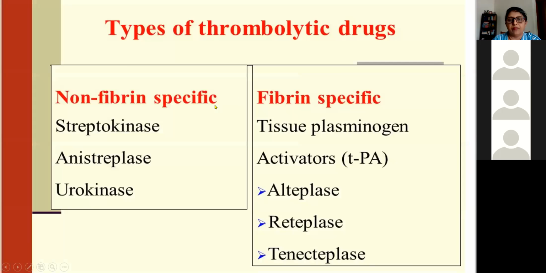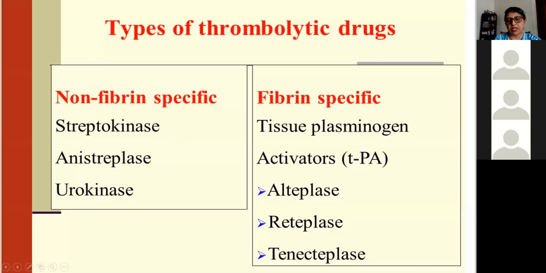Okay. Now we will see. There are two types of thrombolytic drugs, non-fibrin specific and fibrin specific. These are the earlier drugs, that is streptokinase, anistreplase, urokinase. These three are non-fibrin specific, whereas fibrin specific, that is tissue plasminogen activators, are alteplase, reteplase and tenecteplase.